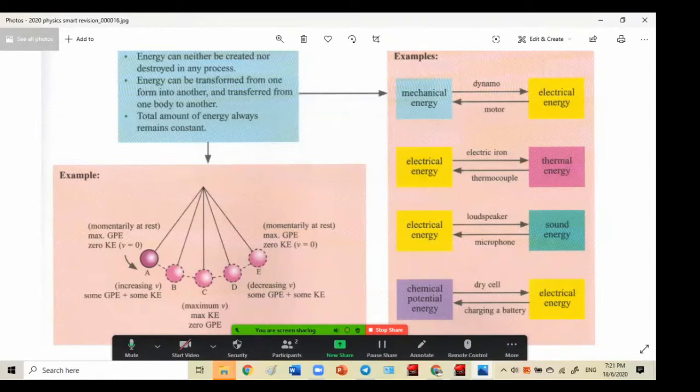Electrical energy can be converted to sound energy by a loudspeaker. Chemical potential energy in the battery is converted to electrical energy. Of course, if you charge a battery, it converts back to chemical potential energy. Okay, moving on.